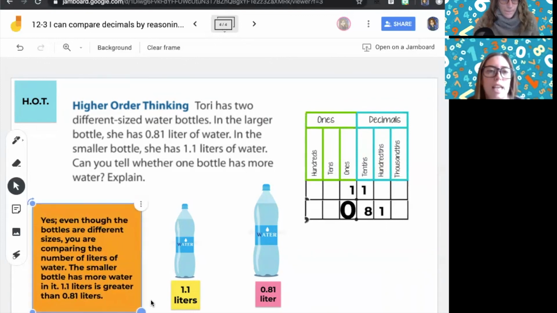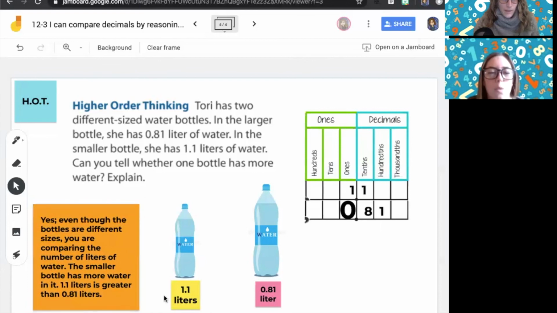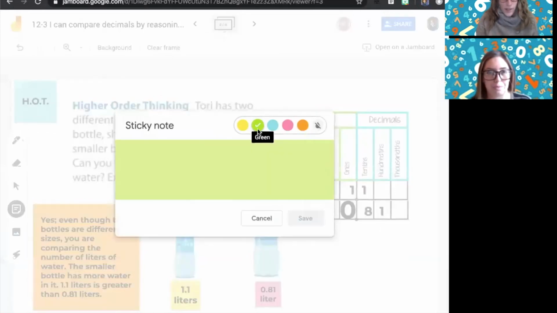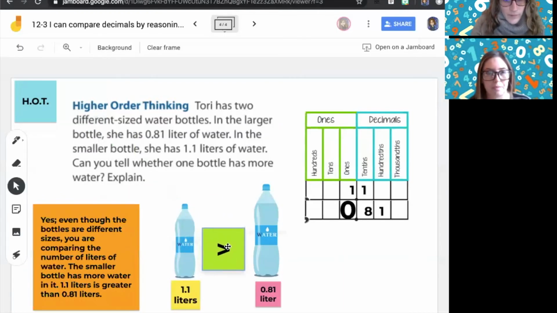So the answer is, can you tell whether one bottle has more water? Explain. Yes. The smaller bottle, even though the bottles are different sizes, you were comparing the number of liters of water. So the smaller bottle has more water in it. 1.1 liters is greater than 81 hundredths of a liter. I'm just going to add one quick thing here. Perfect. And there you have it.